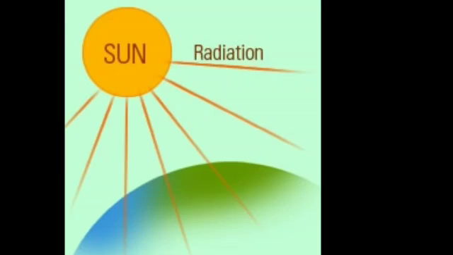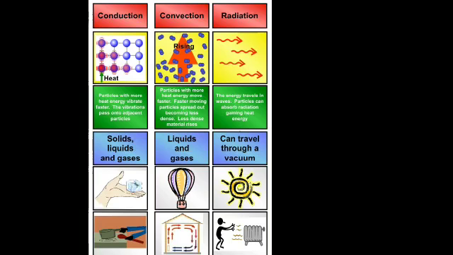Now you can see an example of how the sun is radiating its heat to the earth. Now there is a comparison chart between conduction, convection and radiation. In this the molecules are shown to you. In the conduction process molecules are closely attached. It occurs in solid, liquid and gas, whereas convection occurs in liquids and gases, and radiation can travel through a vacuum also. In conduction and convection, contact is required.